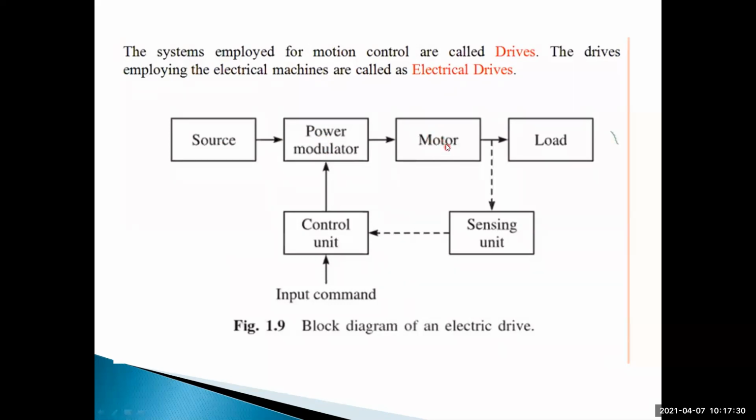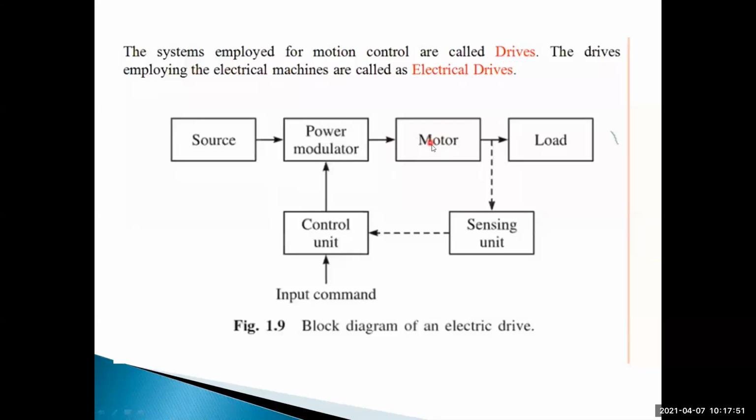Otherwise, if the motor is AC, the speed can be controlled by using an AC voltage regulator. If the source is AC and the motor is AC, in that case the power modulator is nothing but an AC voltage regulator. So by using the AC voltage regulator, we control the speed of this motor.